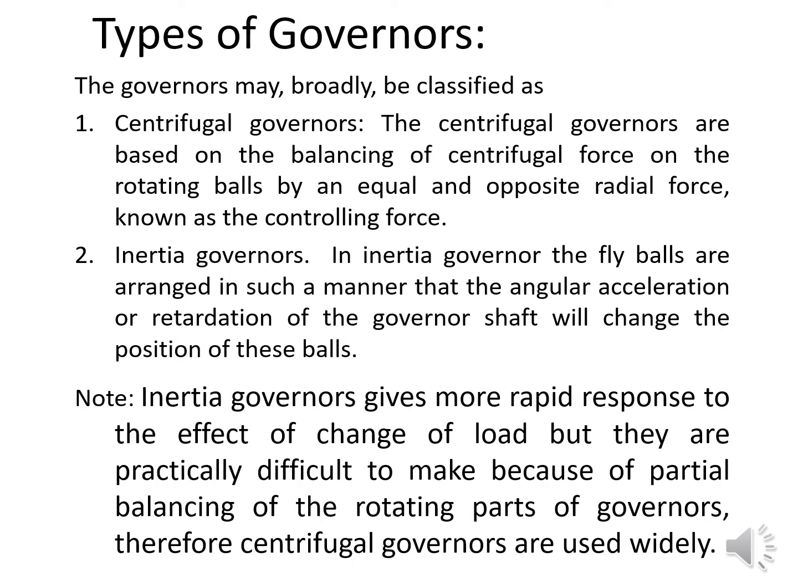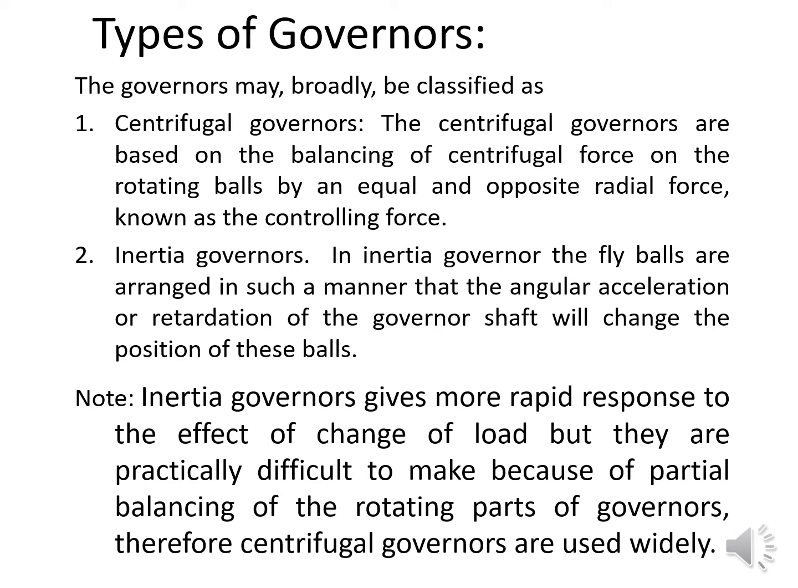Types of the governors. The governors may broadly be classified as centrifugal governors and inertia governors. Centrifugal governors are based on the balancing of centrifugal force on the rotating balls by an equal and opposite radial force known as the controlling force. And in inertia governors, the fly balls are arranged in such a manner that the angular acceleration or retardation of the governor shaft will change the position of these balls. So these are the two basic broad categories, centrifugal and inertia governors.